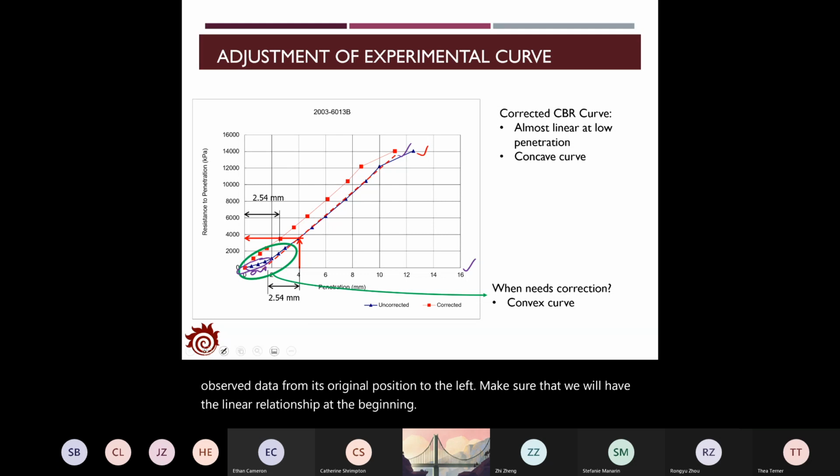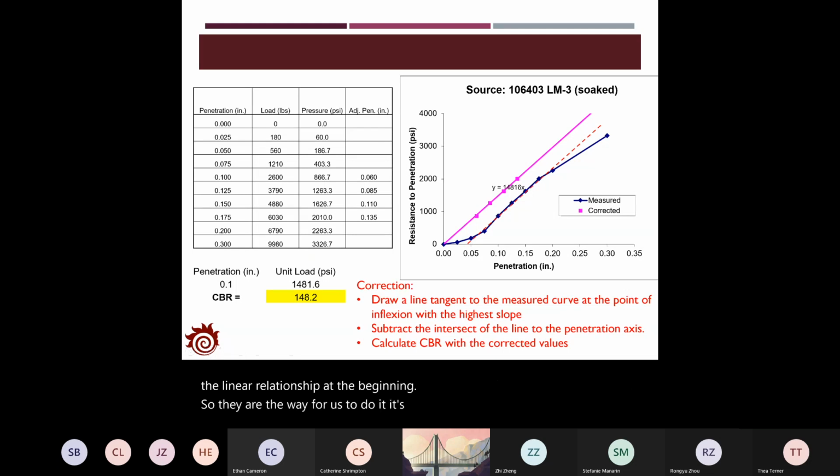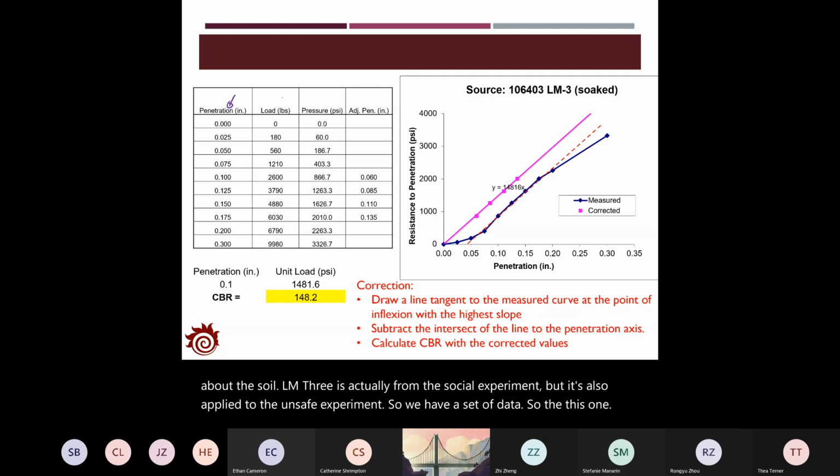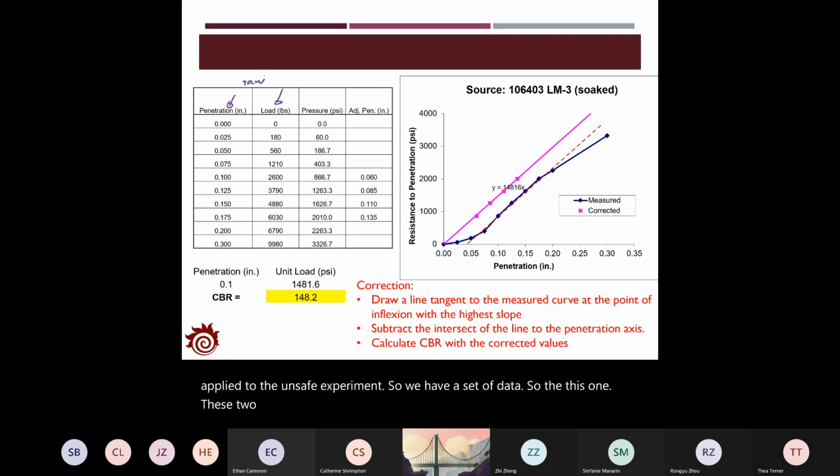There is a standard way for us to find the fitted line. This figure shows one example, the Sawyer LM3. It's actually from the soaked experiment, but it also applies to the unsoaked experiment. So we have a set of data. These two columns are the raw data you observed from the experiment, and you can draw the curve, which is the blue line shown in this figure.